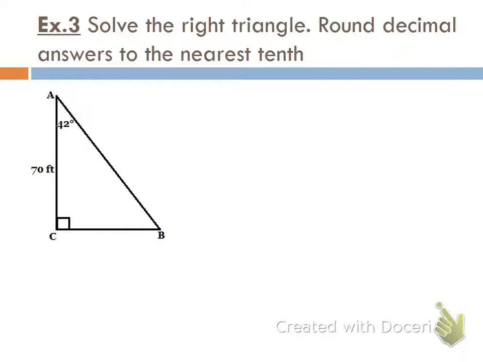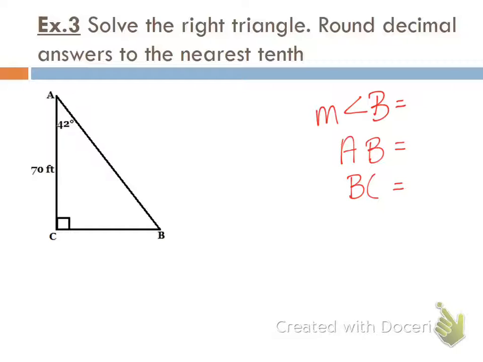Okay. We'll move on. Solve the right triangle. Round decimal answers to the nearest tenth. To solve a right triangle means we have to find all missing sides and all missing angles. So, what is my missing angle that I'm looking for? B. So angle B is something I'm going to have to find. What's one of the sides I'm missing? AB. And the other one is BC. So I'm just making a little list of all the things I need to find. If I find all of those things, then I will have solved my right triangle.